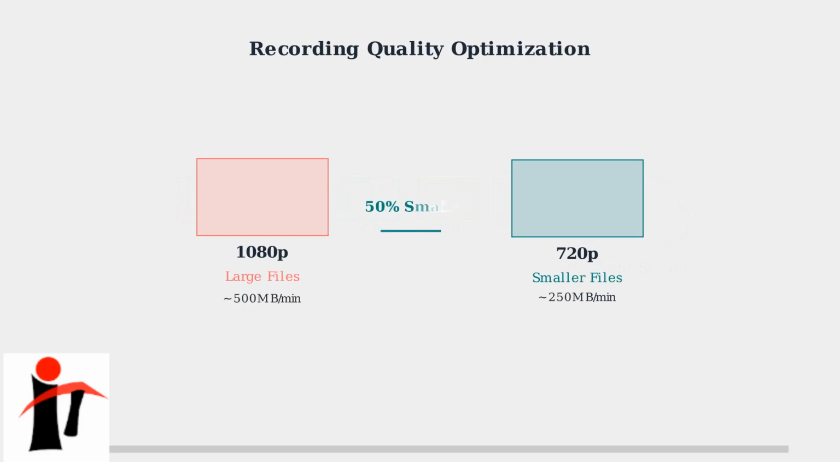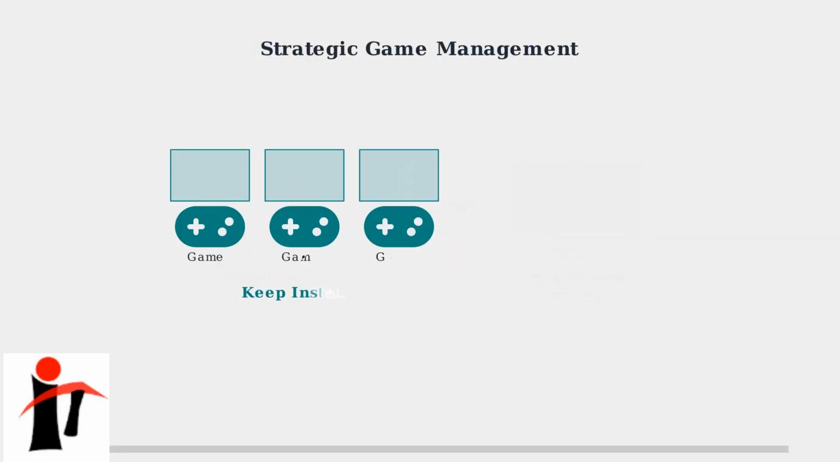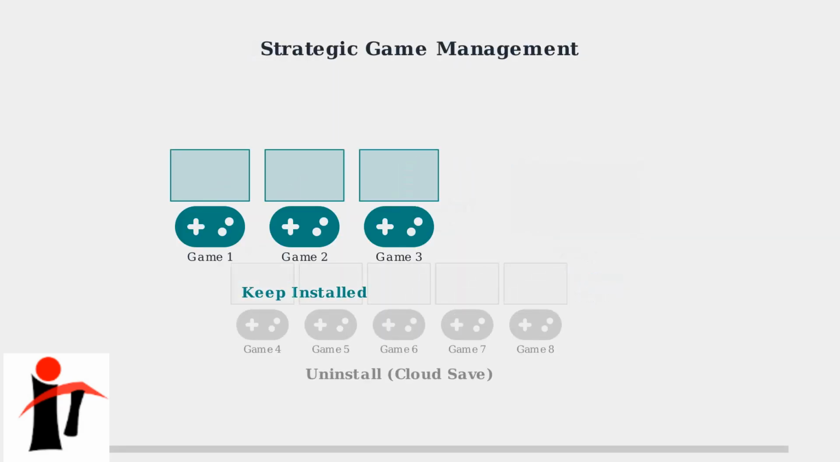Next, optimize your recording settings. Reducing video quality from 1080p to 720p can cut file sizes in half, and disabling automatic recording prevents unwanted captures from filling your storage. For system-level optimization, adopt a strategic approach to game installation. Only keep games you actively play installed and use cloud saves to preserve your progress when uninstalling titles.